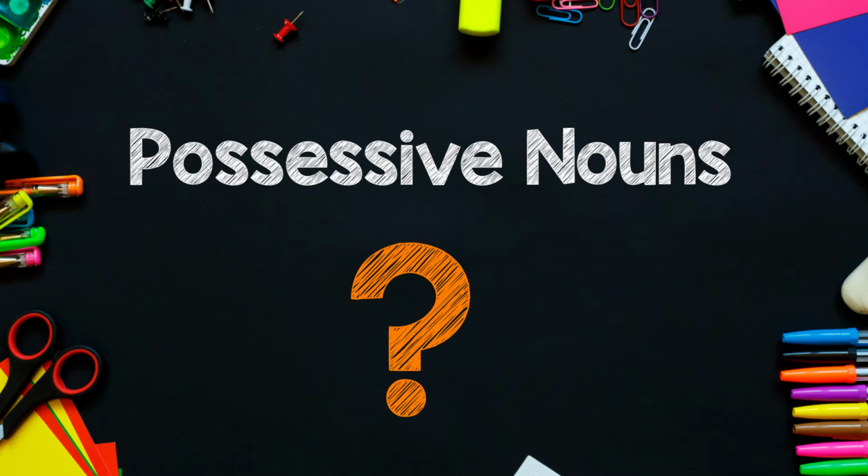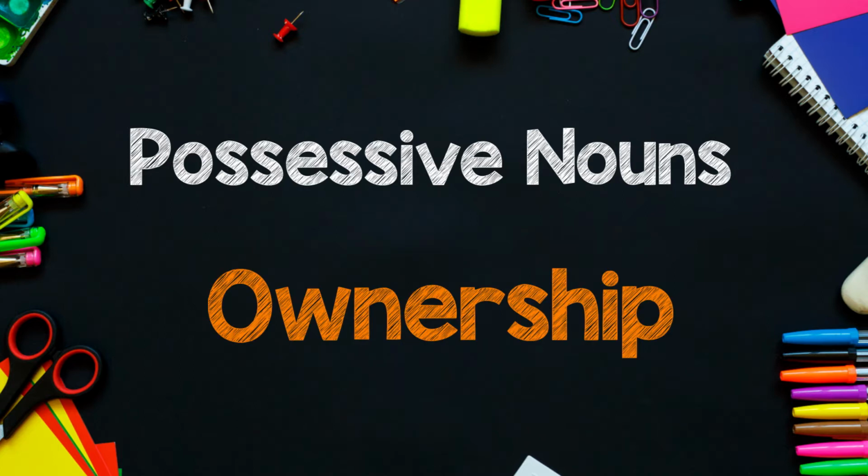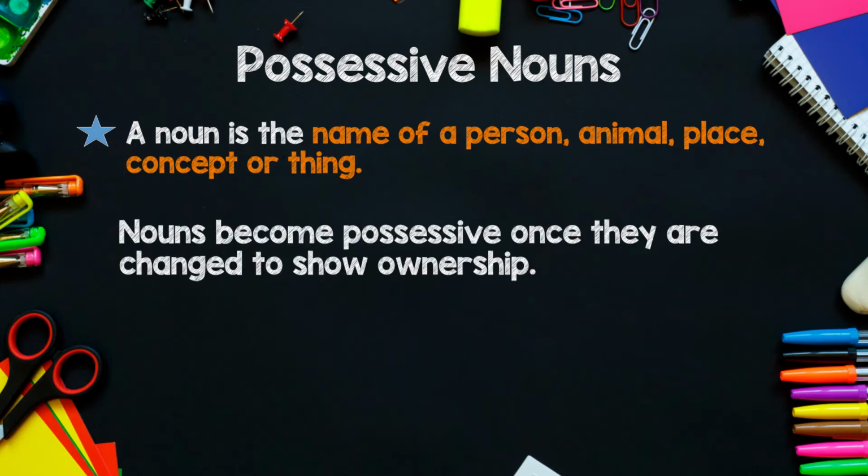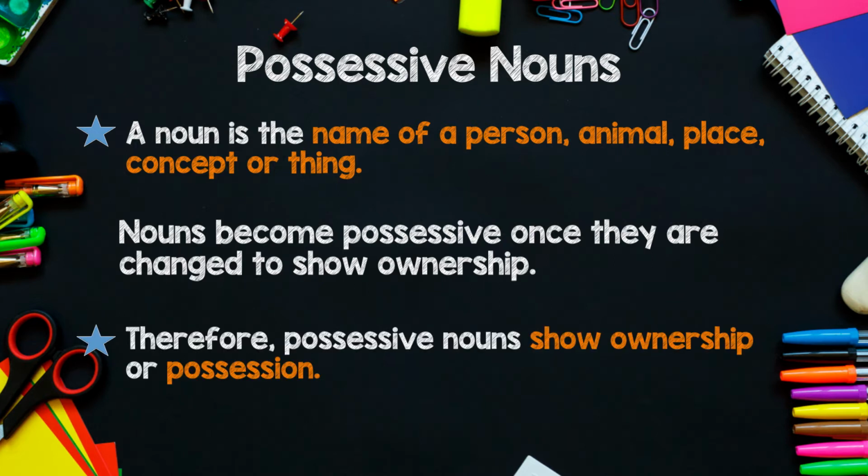Now, what comes to mind when you hear the word possessive? Yes, I'm sure you're thinking ownership. So, a noun, as we looked at in our last lesson, is a place, person, animal, idea, or concept. Nouns, however, become possessive once they are changed to show ownership. Therefore, possessive nouns show ownership or possession.